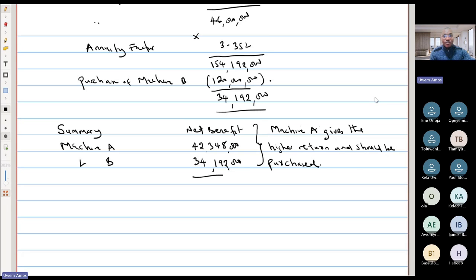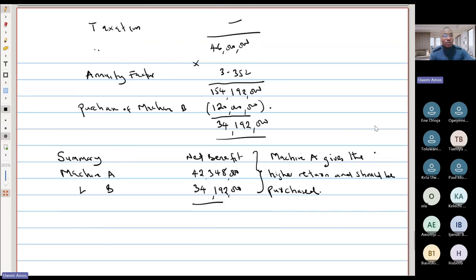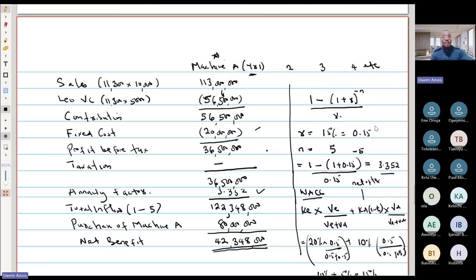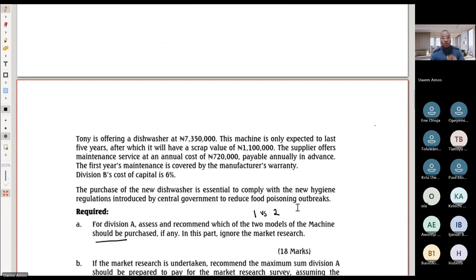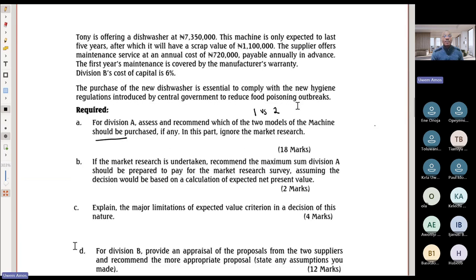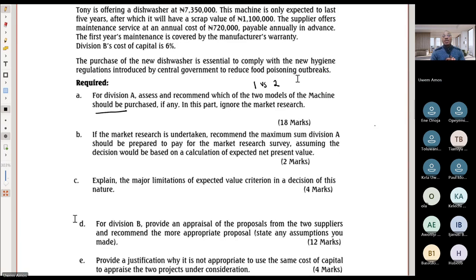All right, so we're going right to the B part of the question, if there are no questions on this one. Okay, the B part says, if the market research is undertaken, recommend the maximum sum Division A should be prepared to pay for the market research survey, assuming the decision will be based on a calculation of expected net present value.